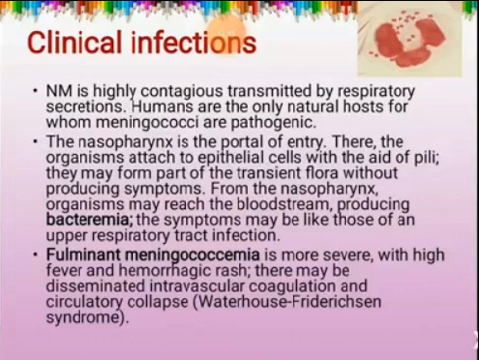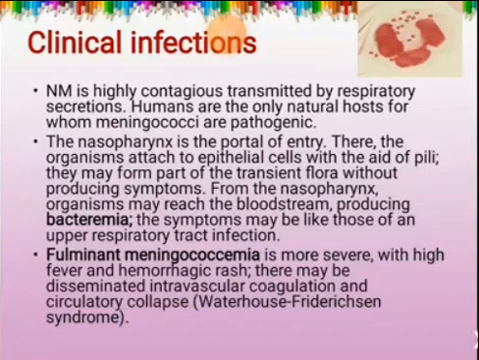Neisseria meningitidis is a primary pathogen of humans. It may cause infections from occult sepsis with rapid recovery to a fatal disease. It's highly contagious and transmitted by respiratory secretions. Humans are the only natural host for whom meningococci are pathogenic. The nasopharynx is the portal of entry because they are transmitted by droplets, and the organism attaches to the epithelial cells with the aid of pili, and may form part of the transient flora without producing symptoms. From the nasopharynx, the organism may reach the bloodstream producing bacteremia, and the symptoms may be like those of an upper respiratory tract infection.